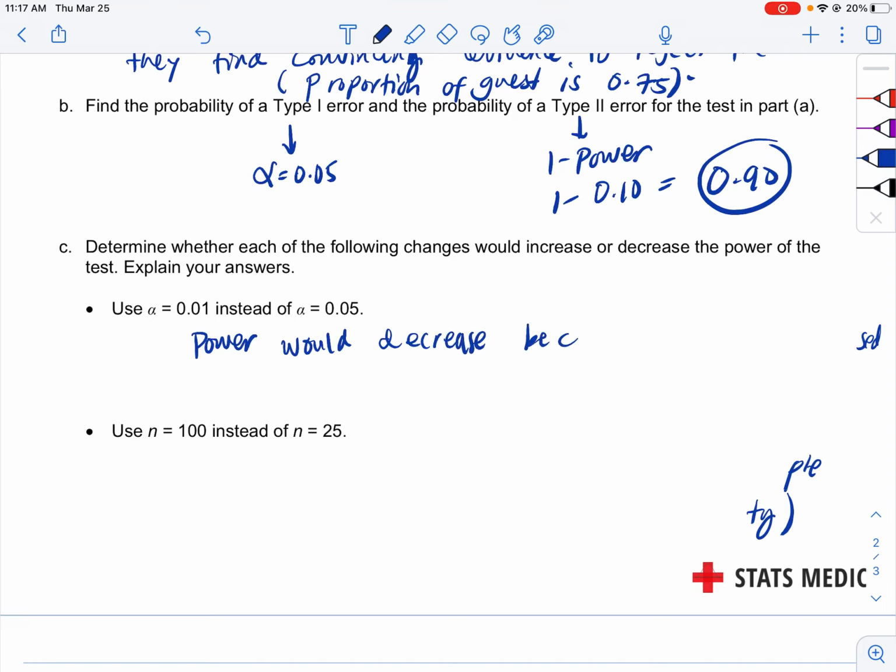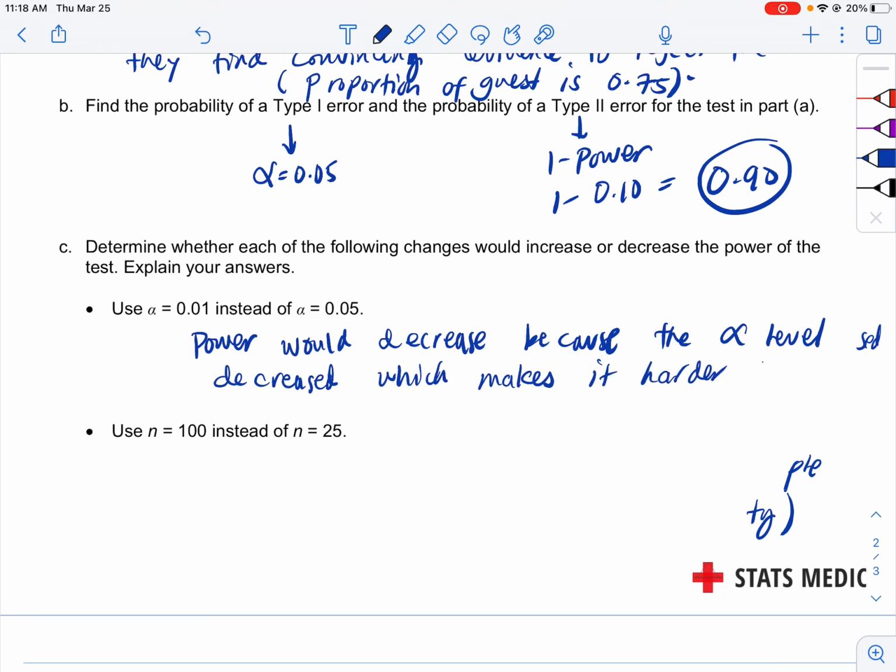The power would decrease because the alpha level decreases, which makes it harder to reject the null. You won't be able to reject the null, because now you're looking for a p-value that is lower than 1% in order to reject the null, and that's kind of hard to do.